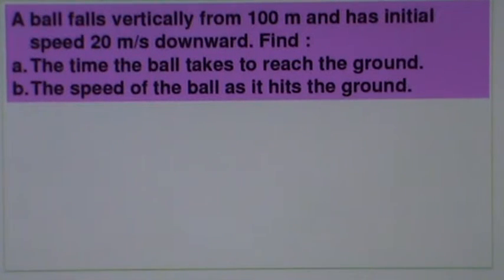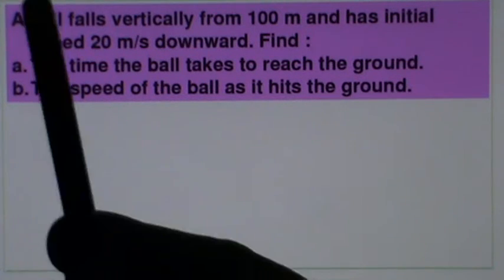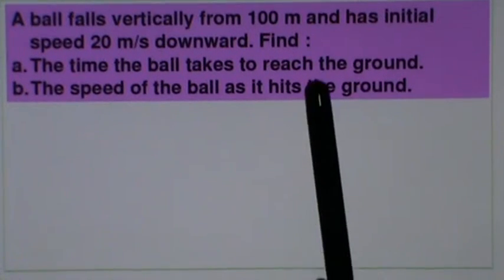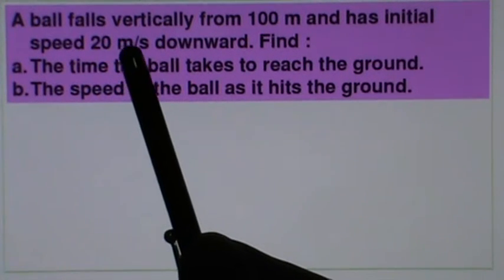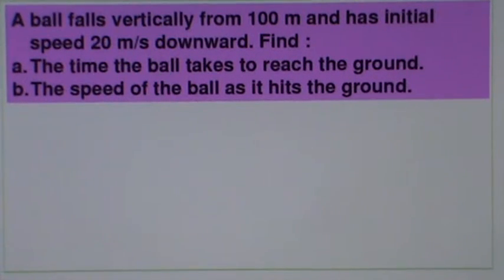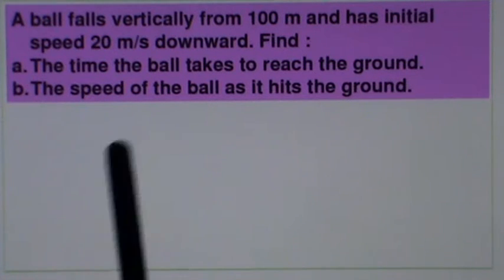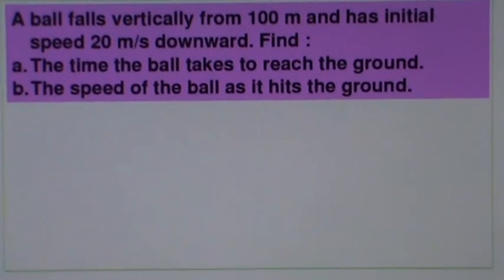The second problem, a ball falls vertically from 100 meters, so this is actually similar to the first one, but now the ball has initial speed 20 meters per second downward. Find A, the time the ball takes to reach the ground, and then B, the speed of the ball as it hits the ground.